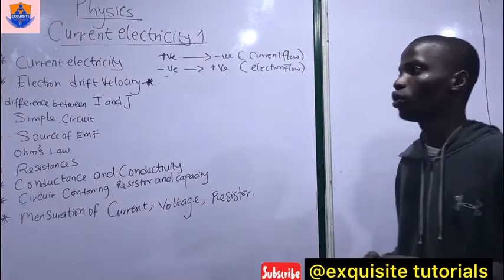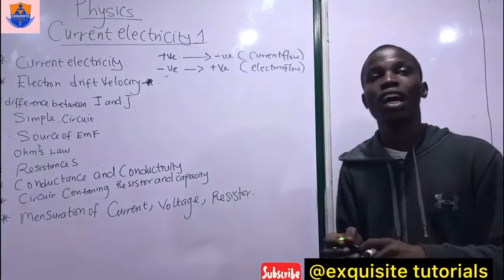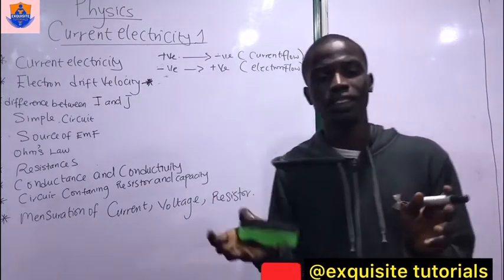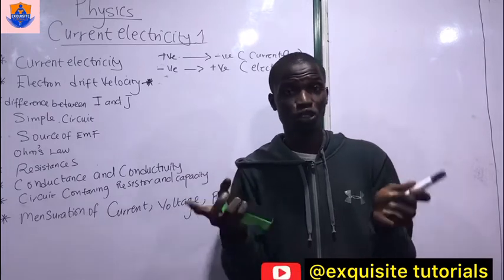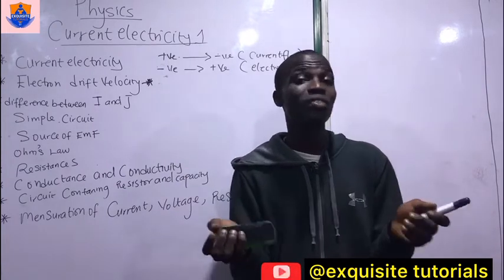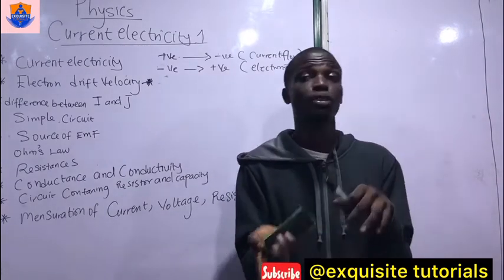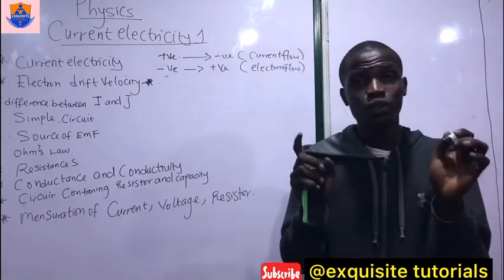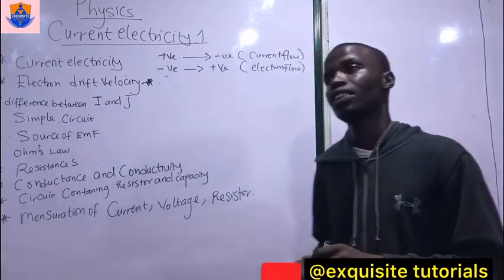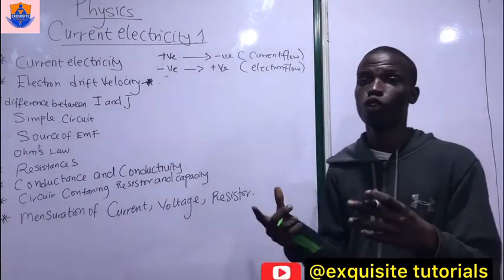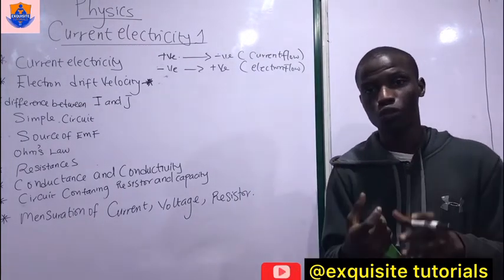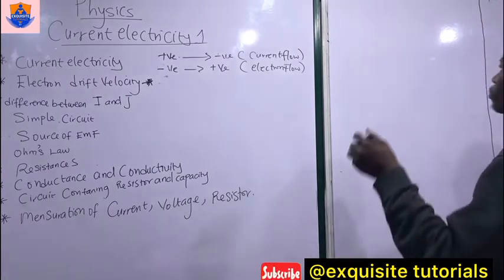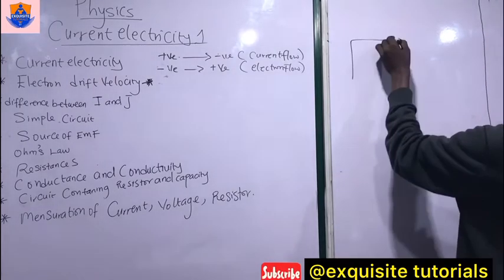The next one I'll be talking about is the simple circuit. Normally, every single appliance you have in your home is a circuit. It can be complex, it can be simple, but any simple circuit is just a combination of internal resistance, external resistance, and the source of the EMF. So now, this is a diagram of a simple circuit.